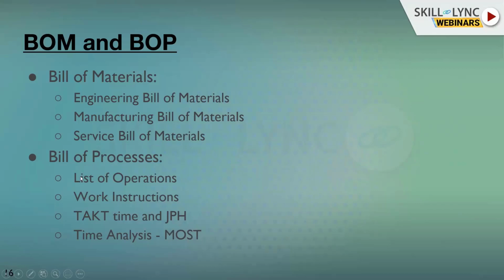So what is bill of processes? It is the list of operations. Simple. It just means, how are you going to do this activity? How are you going to fit the tire of the car on the wheel? How are you going to fit the steering wheel? All of those are operations.